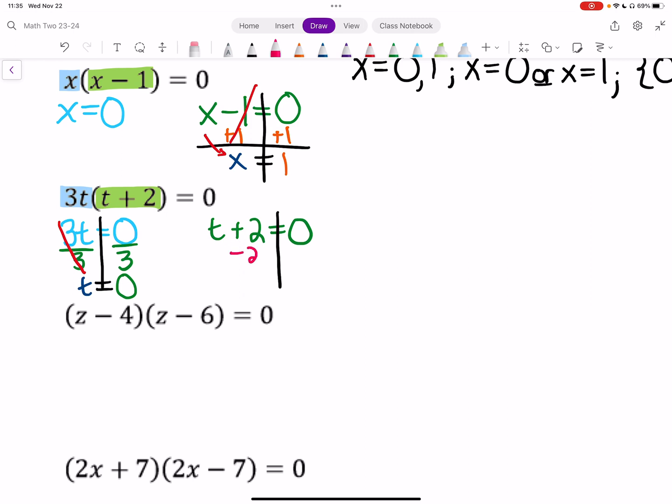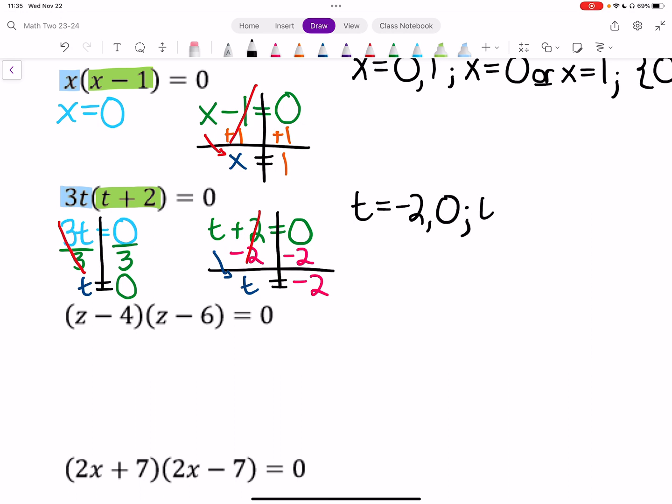I see a positive, or adding, 2, so I'm going to subtract 2 on both sides to undo that. That's the inverse operation. Drop down the t, those cancel, drop the equal sign. 0 take away 2 is negative 2. So my two solutions are negative 2 and 0. So t could equal negative 2 or 0.